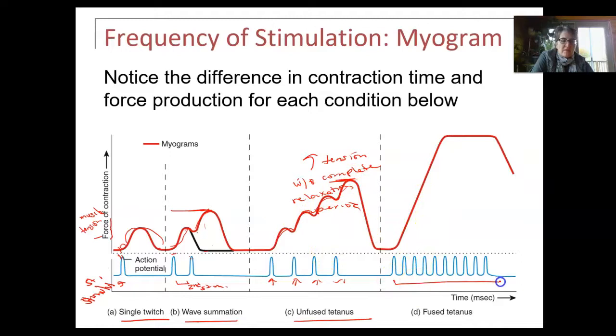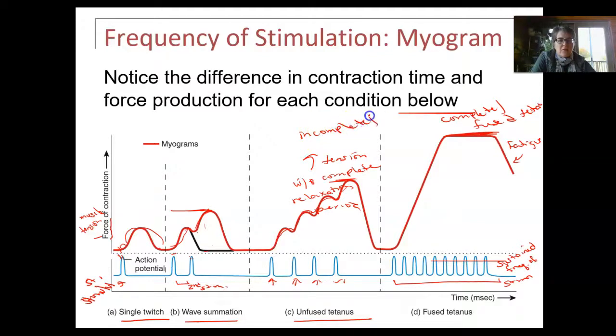Now, if I have this pretty sustained frequency of stimulating, I don't have any ups and downs. I have this complete fused tetanus until I eventually crap out and I hit muscle fatigue. So this is complete, fused tetanus, whereas this was incomplete, unfused tetanus.